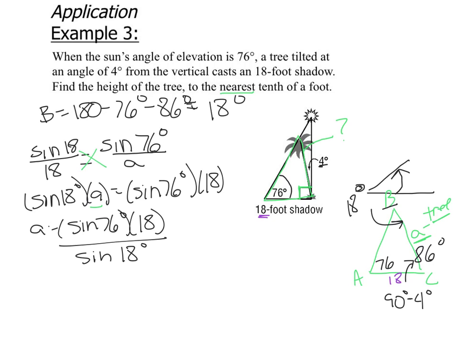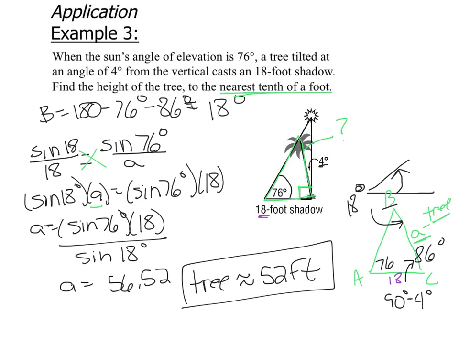And then all of that I can put in my calculator, and what I end up getting when I put the right side in my calculator is 56.52. I'm going to go back, read my problem, and notice it said find the height of the tree to the nearest foot. So I'm going to say the tree is approximately 57 feet. Okay, that's it for example 2. I'm going to try to go ahead and put example 4 in this same video.